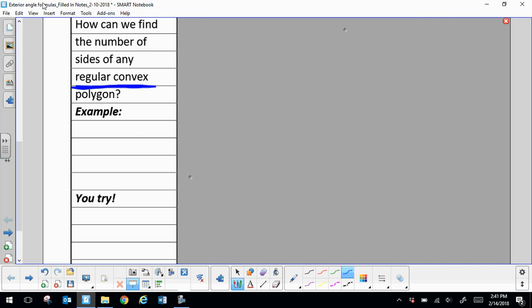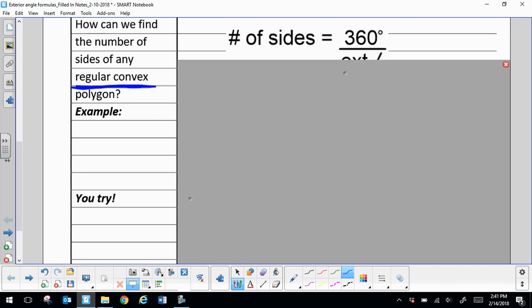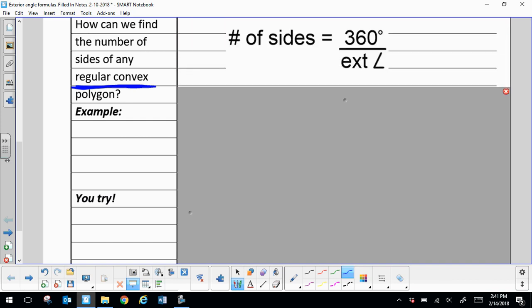And what happens is, well, we kind of saw it already. We're using that 360 degrees, remember that's the sum of the exterior angles, and we create this formula or this way of solving for the number of sides. It's equal to 360 divided by the exterior angle. Make sure you pause the video and get that written down.